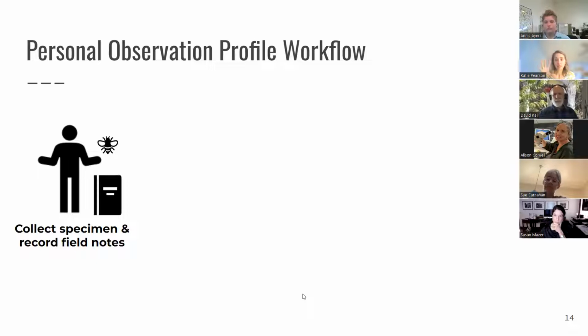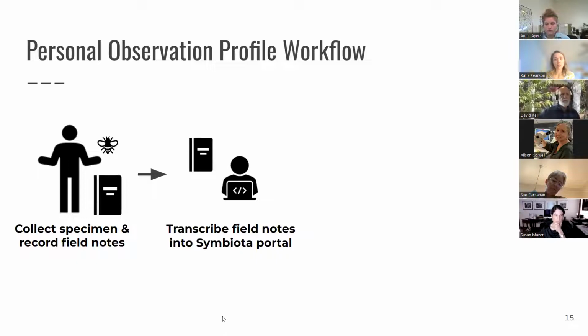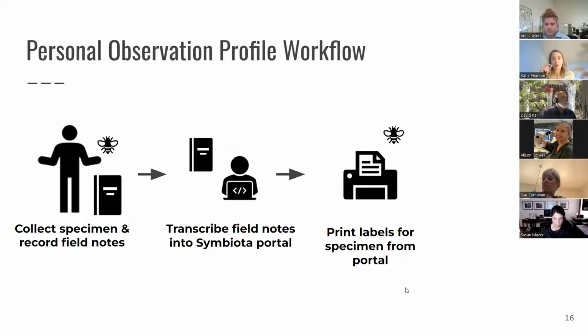So the way that these are built is so that the specimen collector transcribes their field notes into a Symbiota portal. This way, there's no problem with are we using the right fields, or how do we map their meaning of this type of field description to my field description. It's all happening in the same portal. So they can transcribe their field notes into a Symbiota portal. And then from that Symbiota portal, in that personal observation profile, they have the ability to print specimen labels directly from the portal using all the same built-in tools.